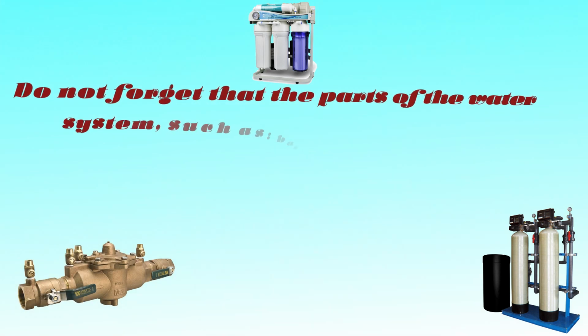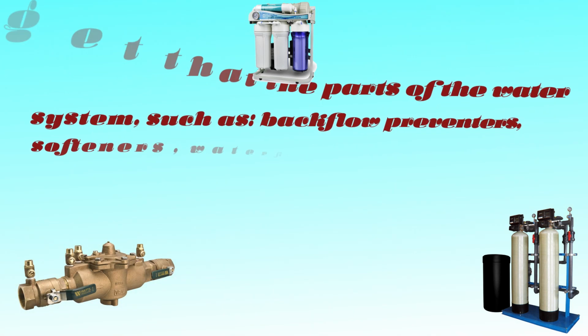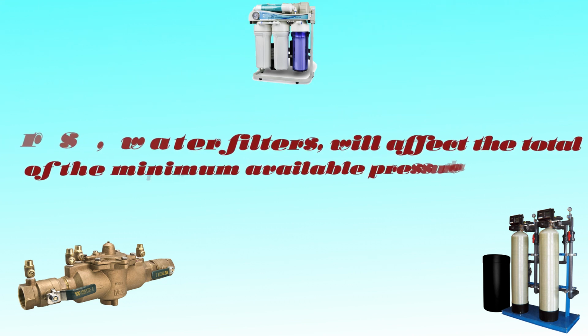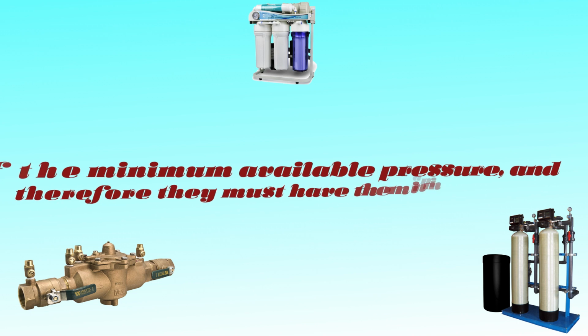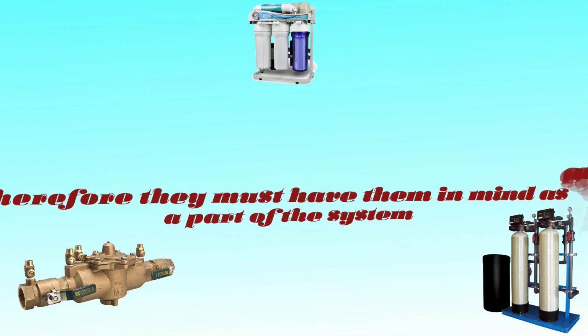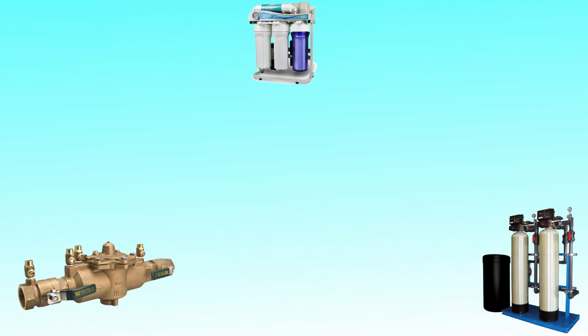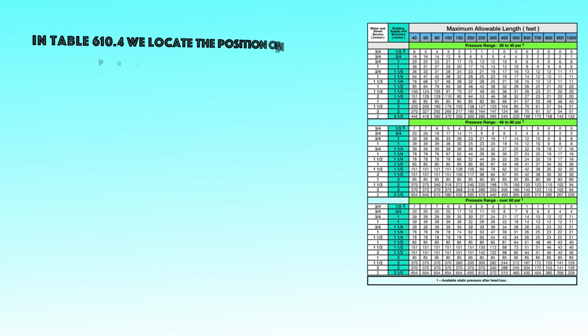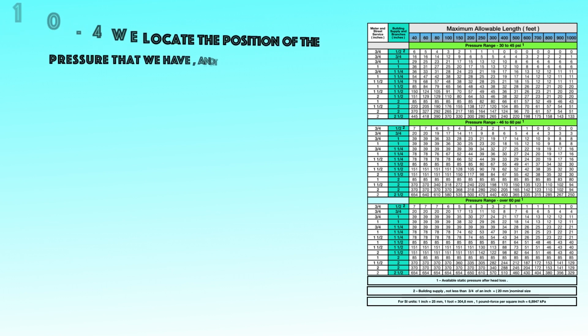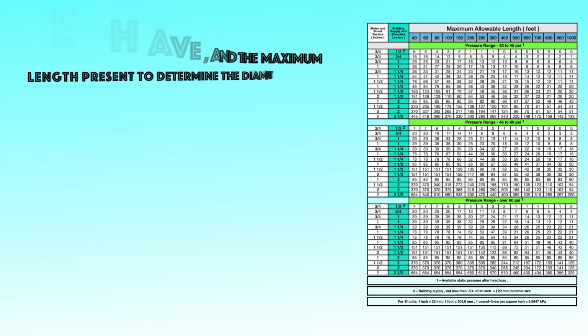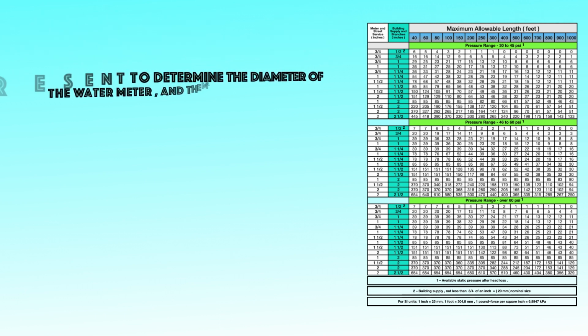Do not forget that the parts of the water system, such as backflow preventers, softeners, and water filters, will affect the total of the minimum available pressure, and therefore you must have them in mind as a part of the system. In Table 610.4 we locate the position of the pressure that we have, and the maximum length, to determine the diameter of the water meter and the main supply line.